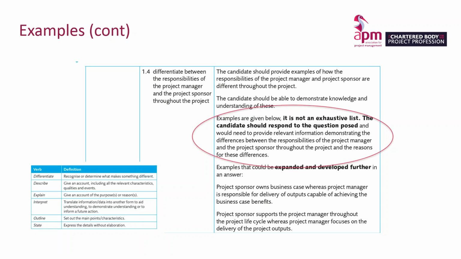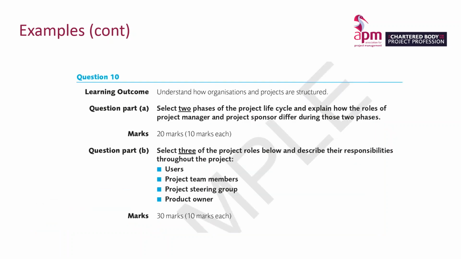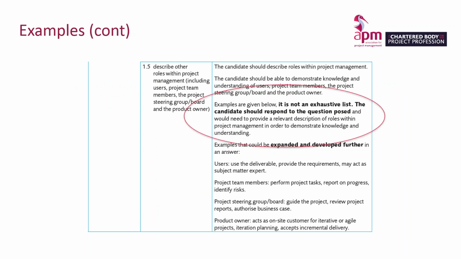Okay, moving on to the next example from the same question, we've got to select 3 of the project roles below and describe their responsibilities throughout the project. You then have a list of 4 project roles, so the candidate has the choice of 3 of those to choose from, and that would be 10 marks each per role. So this is very much a describe question. It relates to assessment criteria 1.5. Describe other roles within project management, including those that are in the list that are there.